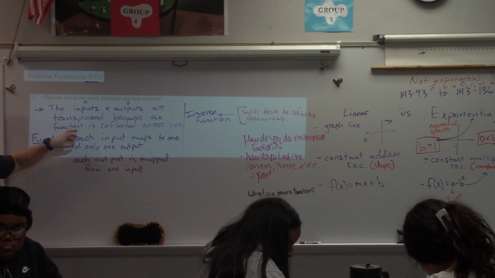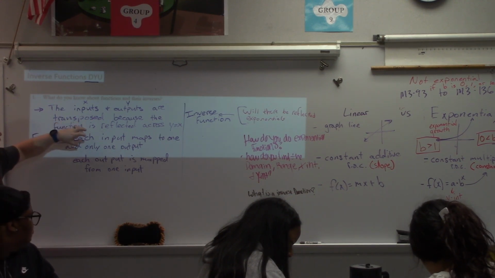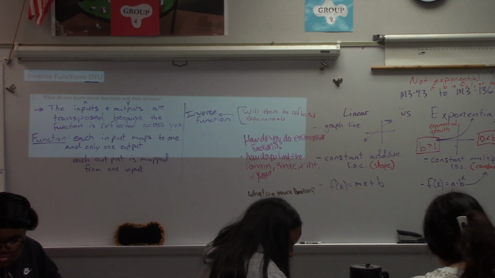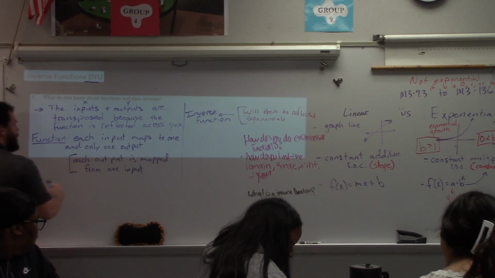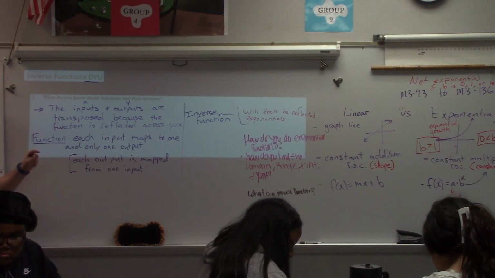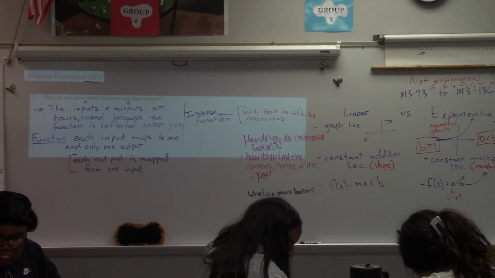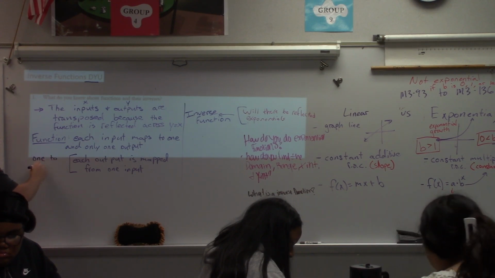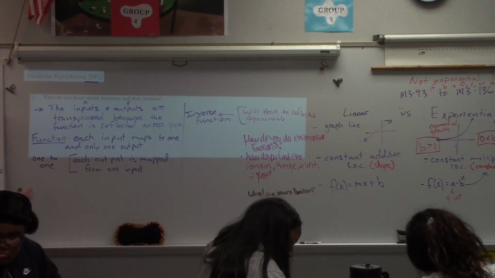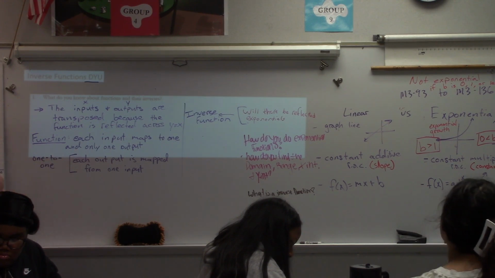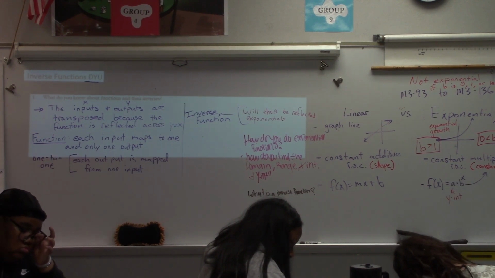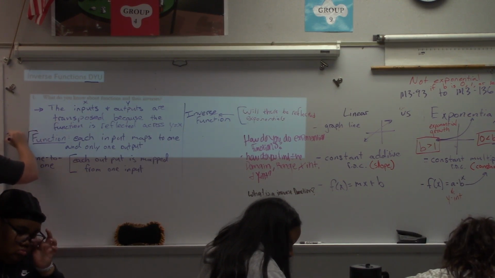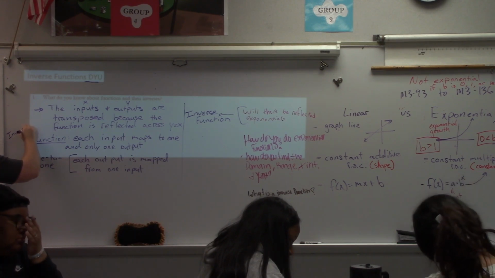What do we call it when each input maps to one and only one output, and each output is mapped from one input? There's a name for this. Invertible. It is invertible. There's another name too: one-to-one. Remember, to be an invertible function, it has to be one-to-one, and all of this has to be true to be an invertible function.